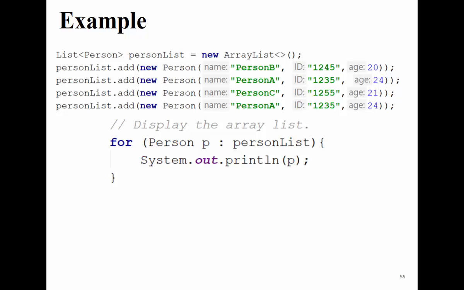We add P, then A, then C, then A. So we should expect P to be printed as the first element, A the second, C the third, and A the last one, or will it be A, B, C? Is there any change, or will it be the same? We say that ArrayList cares about the order the elements are added. But when, yes?